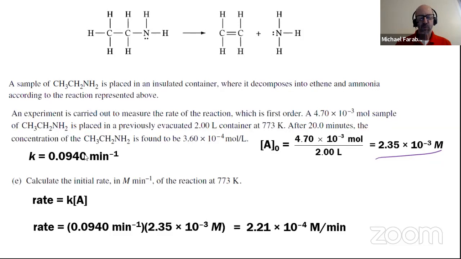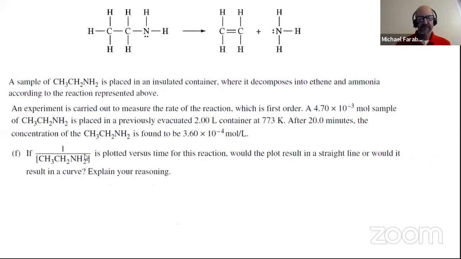All right, there was one more part of this question. Part F: if they plot, so time on the x-axis, if they were to plot 1 over the concentration versus time, would they get a straight line?